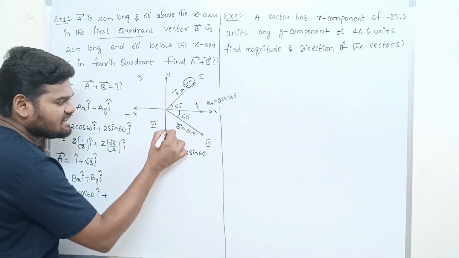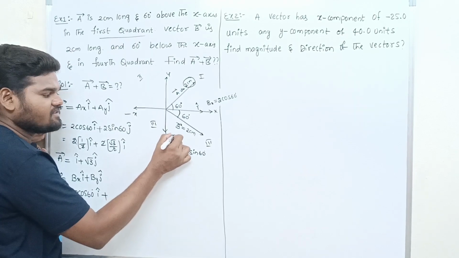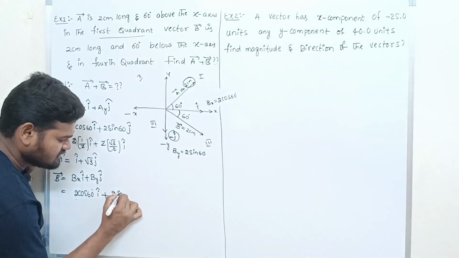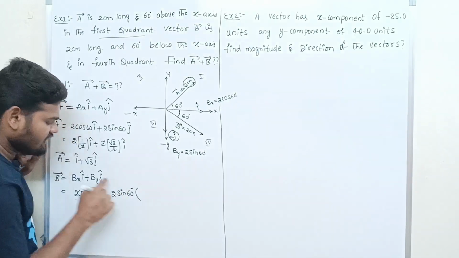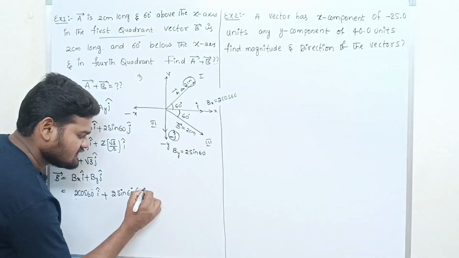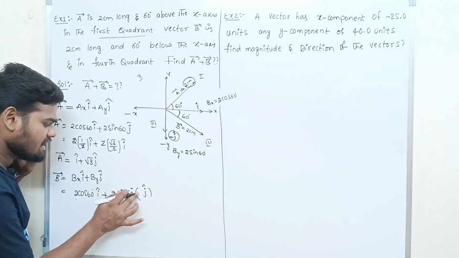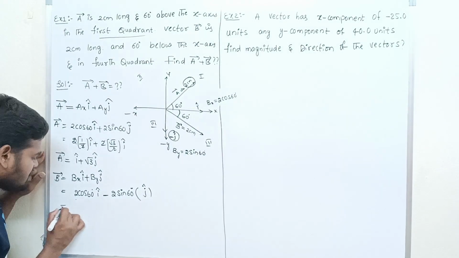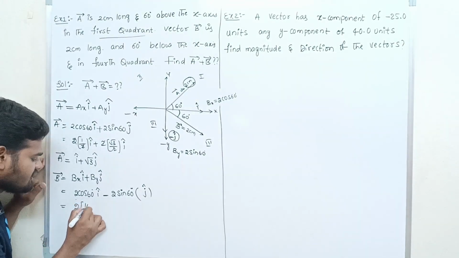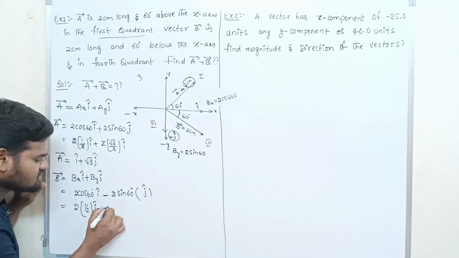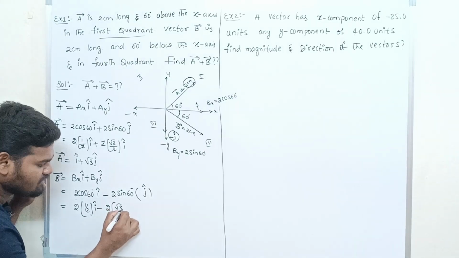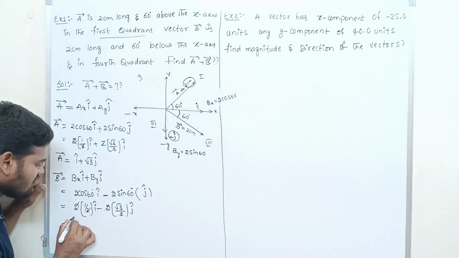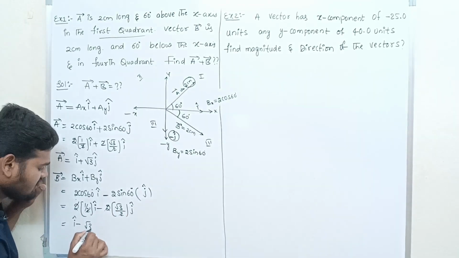Have a look. By is in the negative y direction, and its unit vector is minus j cap. So by is equal to how much more? 2 sin 60, and its unit vector is minus j cap, so minus into plus is minus. Are you getting any doubts? Okay. So that is equal to 2, what is the value of cos 60? 1 by 2 I cap minus 2, what is the value of sin 60? Root 3 by 2 into j cap. The 2s get cancelled out, and we got I cap minus root 3 j cap.